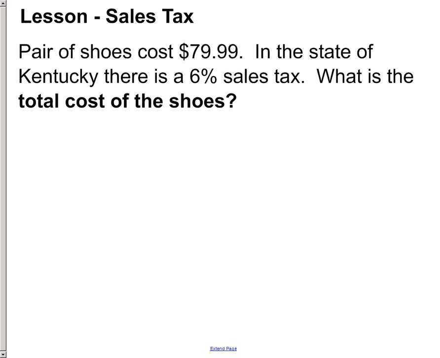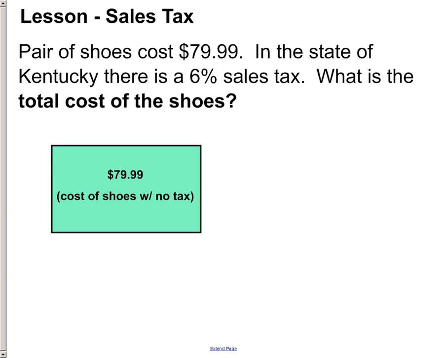Let's say that you're looking at a pair of shoes that cost $79.99. What's the total cost of the shoes? Not just what the taxes, but how much are you going to pay at the counter? Well, obviously we know we're going to be paying the $79.99. But we also have to add on the tax, which is 6% of the 79.99.